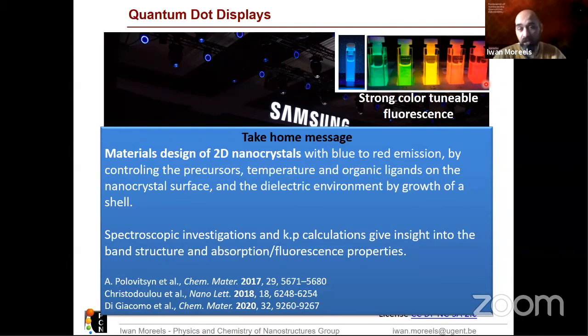And during this lecture, I hope I could show you that not just the synthesis was important, but also the spectroscopic investigations and the k·p calculations, which give us the insight needed into the band structure and the absorption fluorescence properties to go into various final applications like an LED, for instance, or a laser or whatnot.